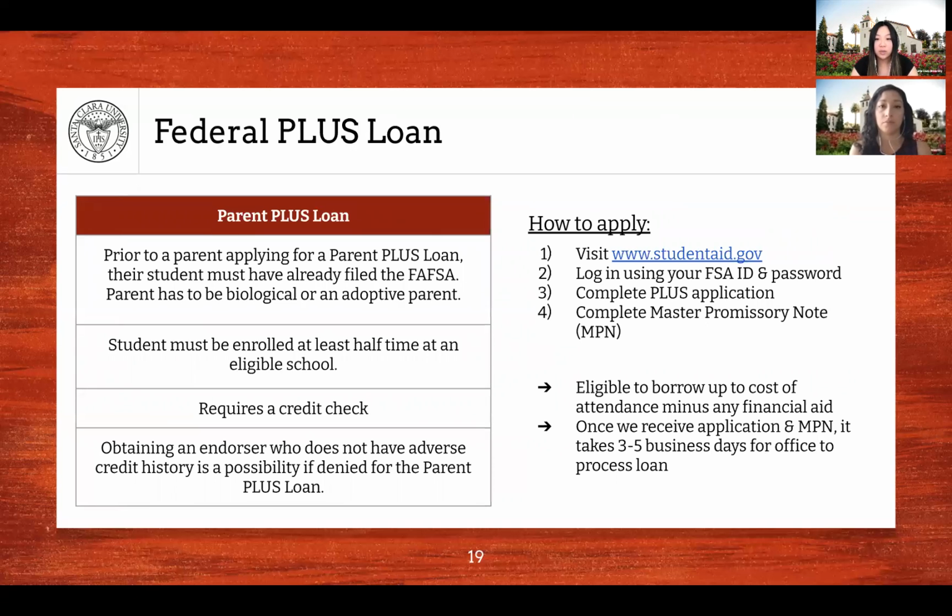And parents, when applying, you are eligible to borrow up to the full cost of attendance minus any financial aid that your student is already receiving. Or you can input a specific number if you know exactly how much you want to borrow for that academic year. And then once we receive the application and your master promissory note, we'll be able to add it to your student's financial aid package.